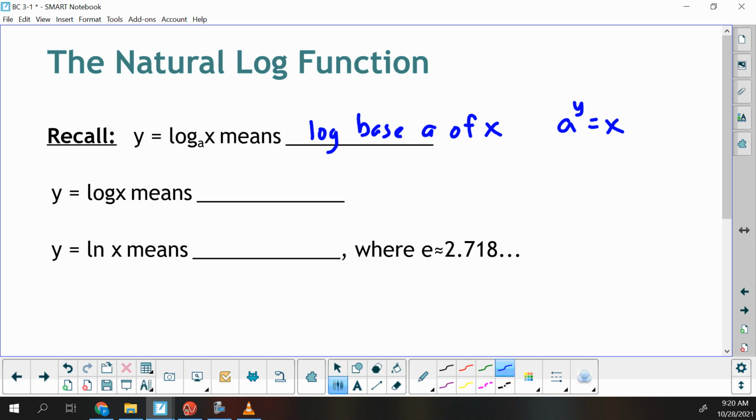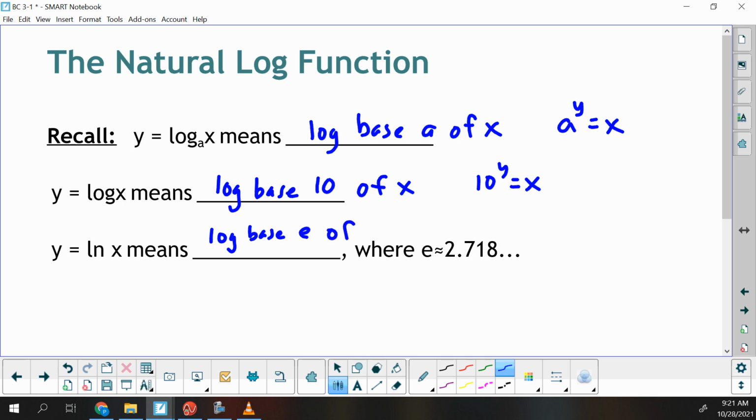So the next one we would read as log base 10 of x. When there's no base written, it's implied that it is 10. And you could write that in exponential form as 10 to the y equals x. And then our natural log is really log base e, where e is our number e, 2.718 and change. And you could write that in exponential form as e to the y equals x.